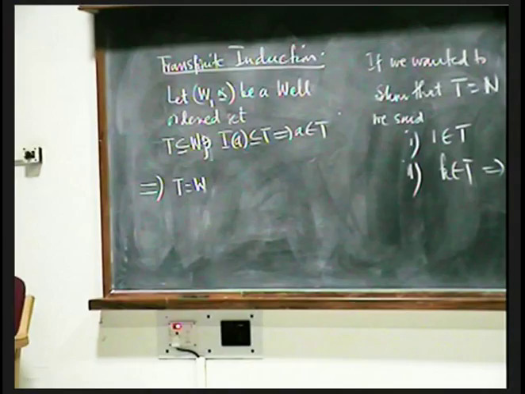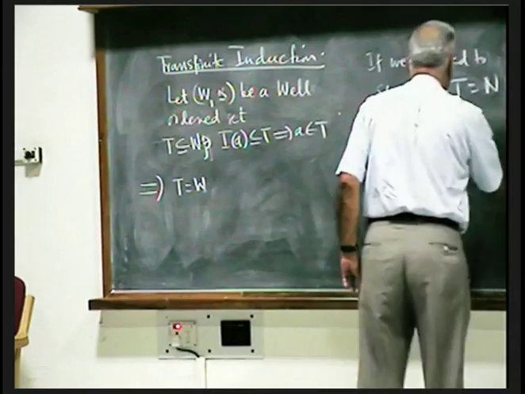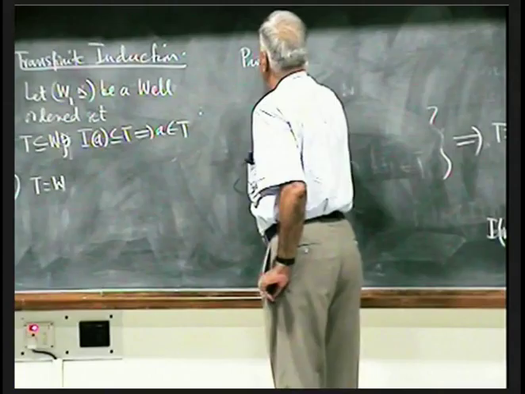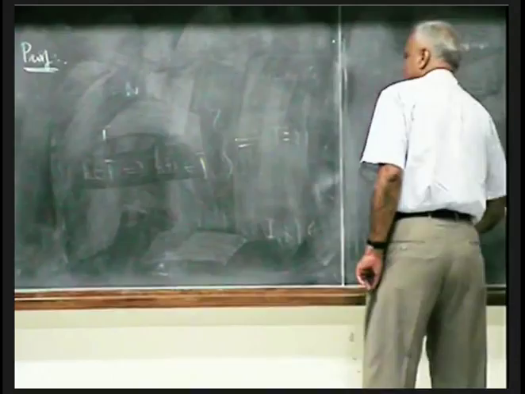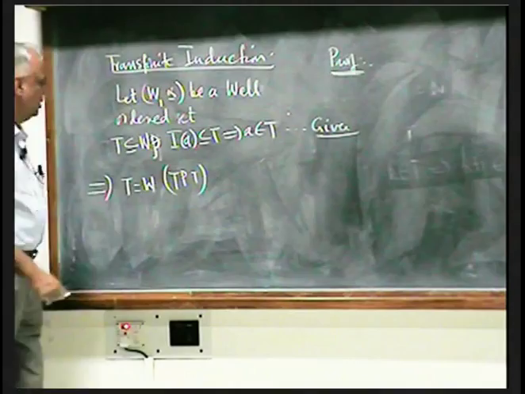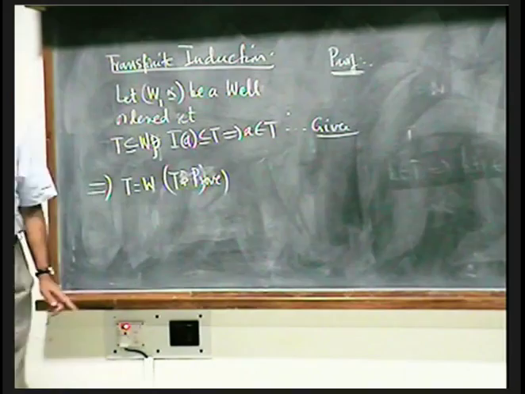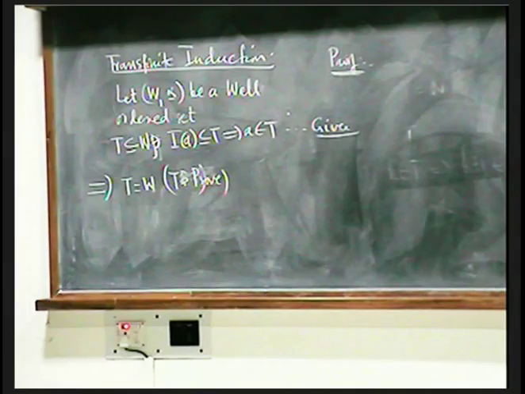Let me indicate a proof of it. So, we are given this. This is given. We want to prove this. So, this is to prove, and that is given. Okay, given that whenever an initial segment belongs to T, then that A that defines that initial segment also belongs to T, we want to conclude that T must be the whole set.